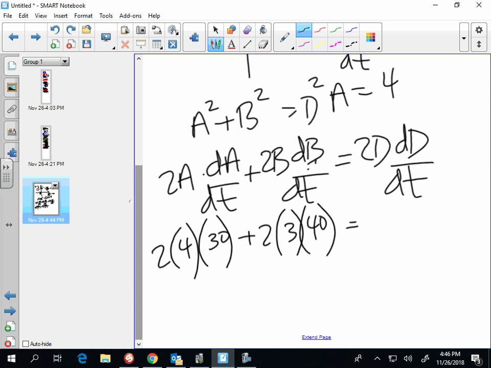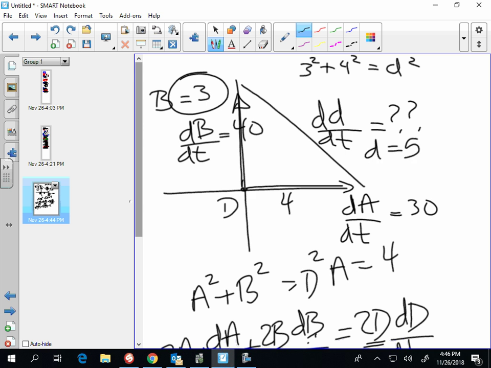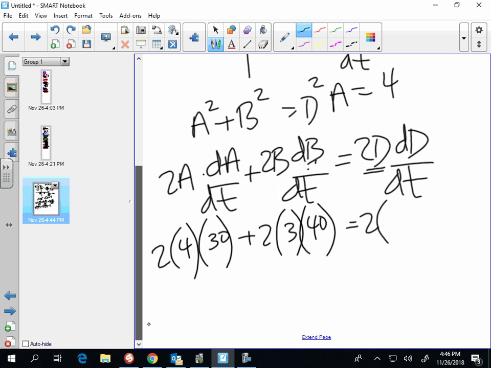We're looking for dD/dt. What about D? How can we find D? Well, I go back up here and I say this was 4 and this was 3. I could certainly use the Pythagorean theorem, or I could just recognize a 3, 4, 5 right triangle and say D equals 5. So we plug in D equal to 5 here, times dD/dt.